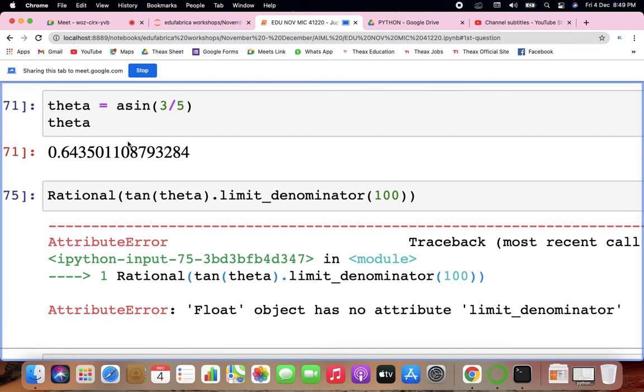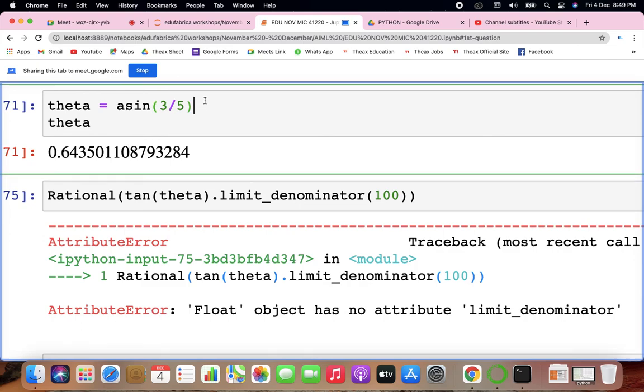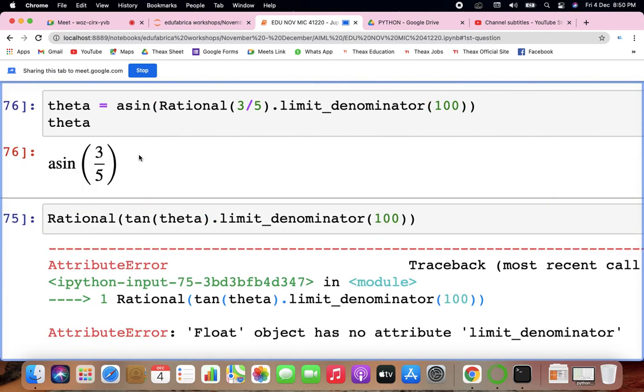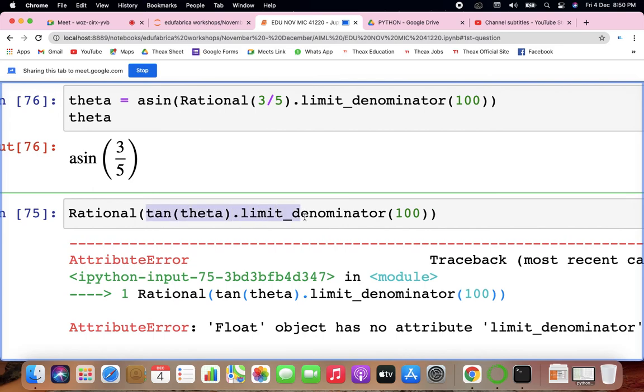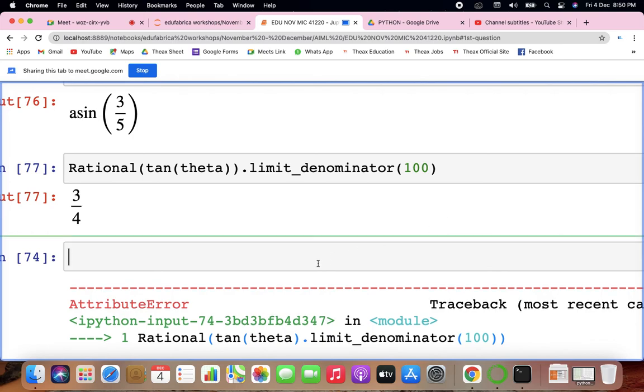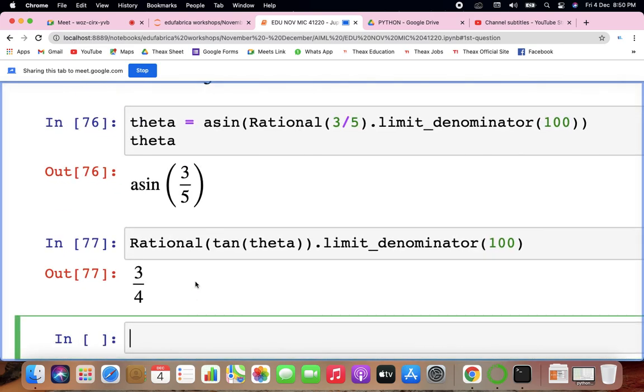Again, the same error. Theta has got some value, but it's not coming. Okay. If I make it till asin of 3 by 5, that's fine, but here I think this is the brackets problem. Tan theta has got denominator, okay, here it should be one bracket. So tan theta would be 3 by 4, right? That point value 0.75 would be 3 by 4. Okay, now see how rational works.